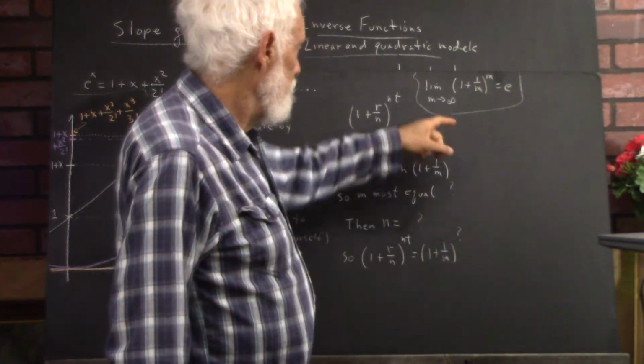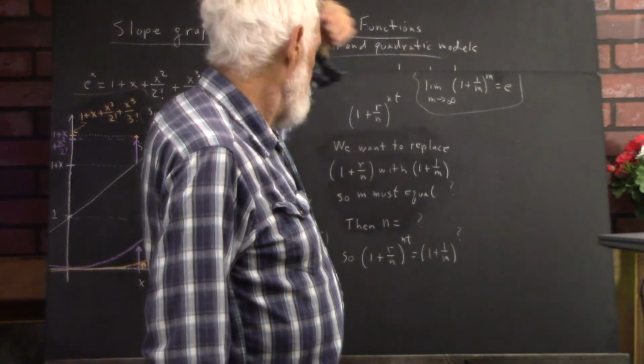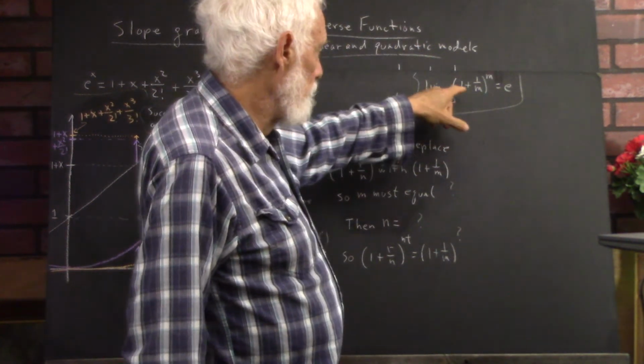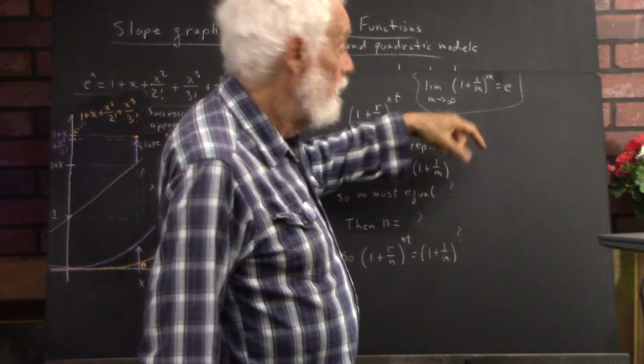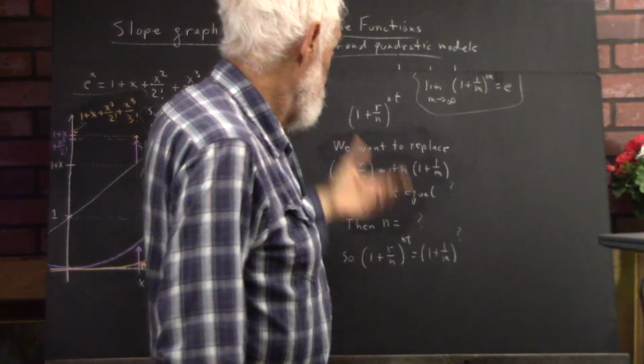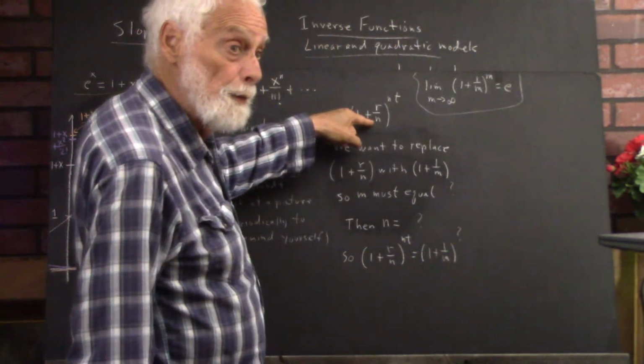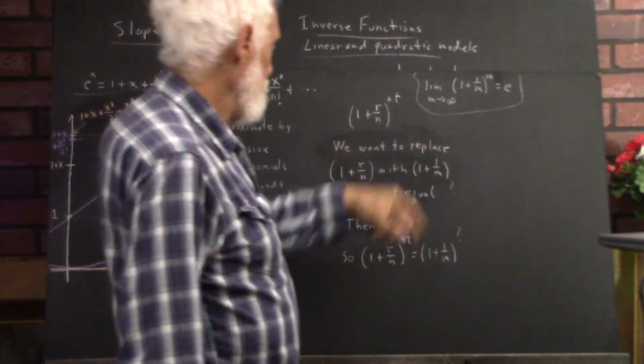Now we have said that e is defined to be the limit, as m goes to infinity, of (1 + 1/m)^m. Before it was n, but you notice that I'm using m here instead of n, and that's totally equivalent. I'm using m simply because I'm using n here, and I don't want to have the same letter.